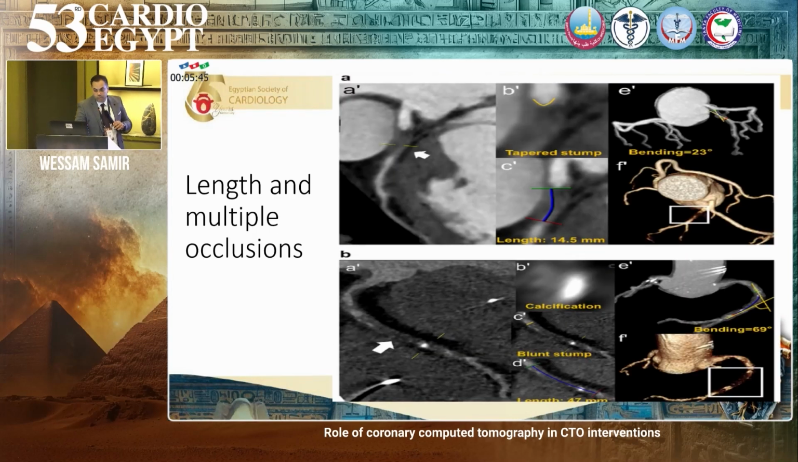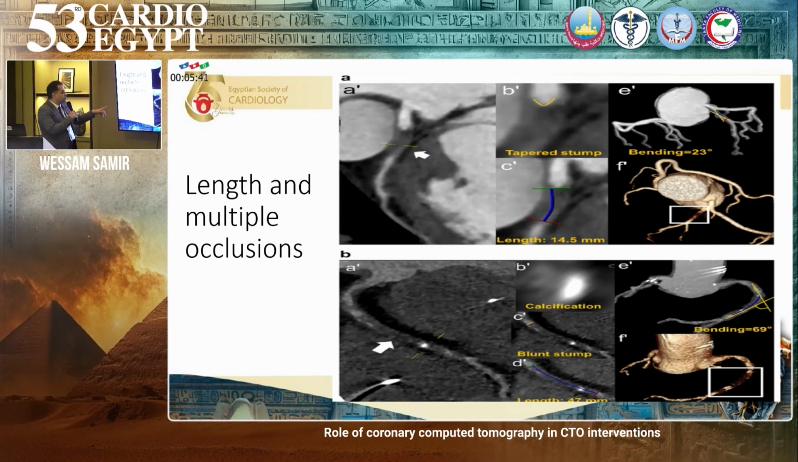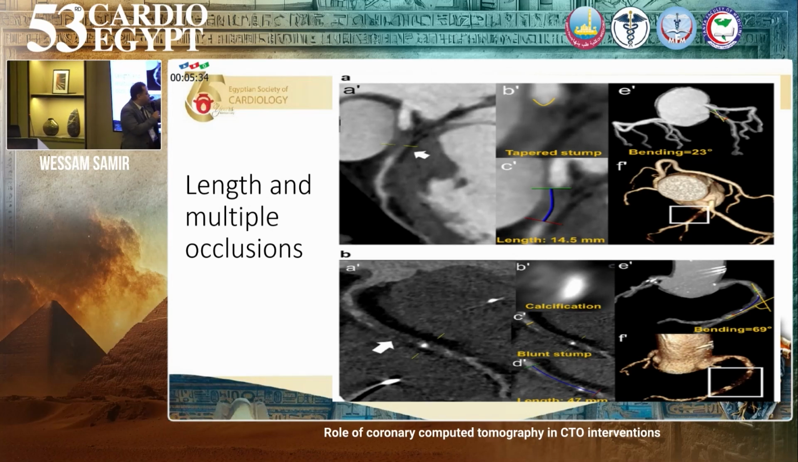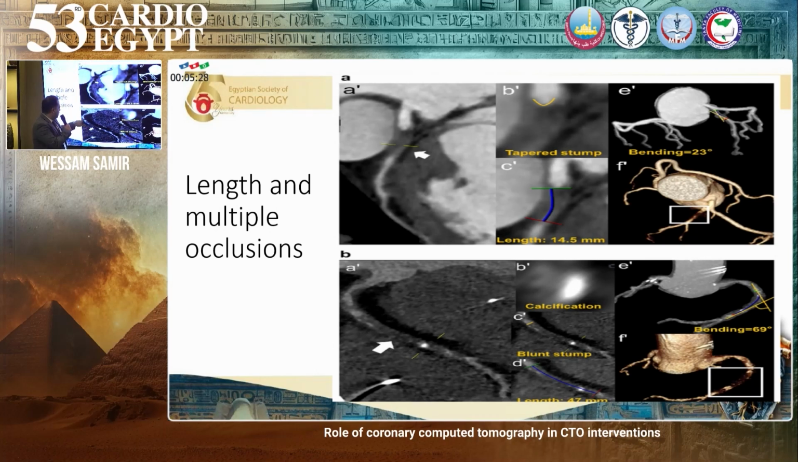The length and multiple occlusions. CT coronary is very sensitive in detecting the length of a total occlusion. As we can see here, the total occlusion in the curved MPR images is 14.5 millimeters. We can measure it, this one related to this occlusion. And in the lower images, we can see there is a long segment of total occlusion almost reaching 48 millimeters.